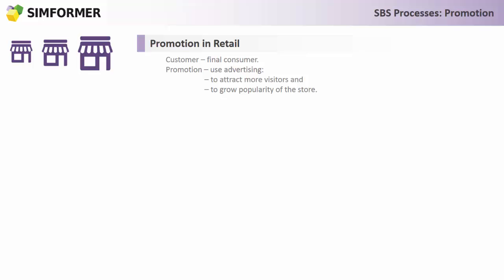And naturally, it will also grow the popularity of the store in the long term. So the short-term effect is the increase in the flow of visitors, and the long-term effect is the increased popularity of the store. But be careful. As you invest into advertising, if you're unable to serve all the clients that are brought to you by the advertising, that means you're using your advertising budget inefficiently. That means you're losing money here.